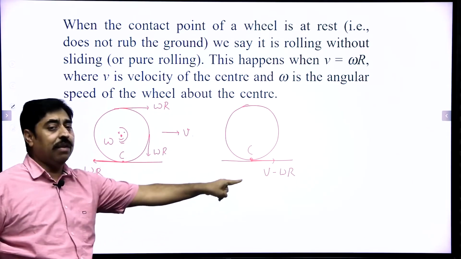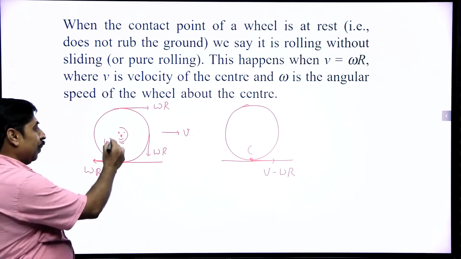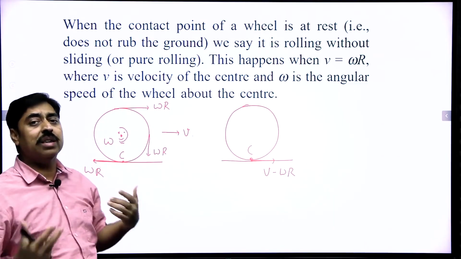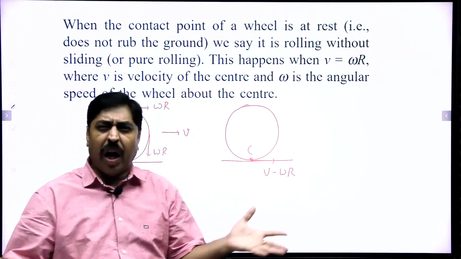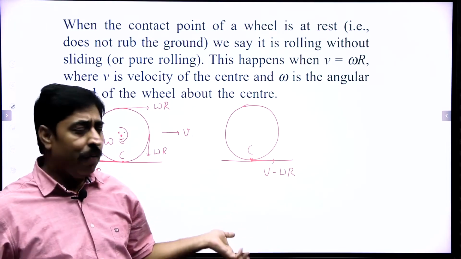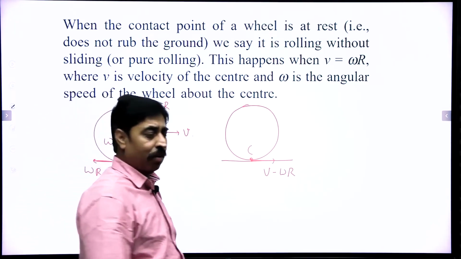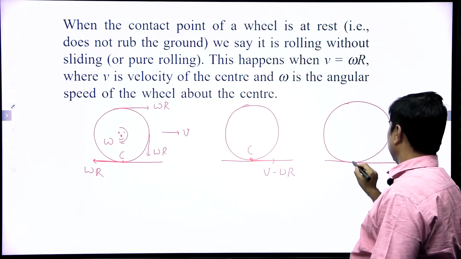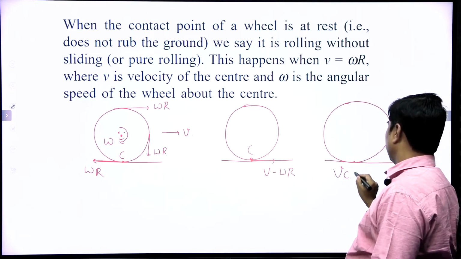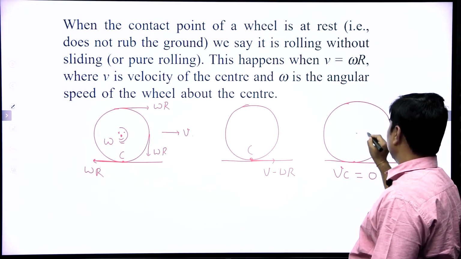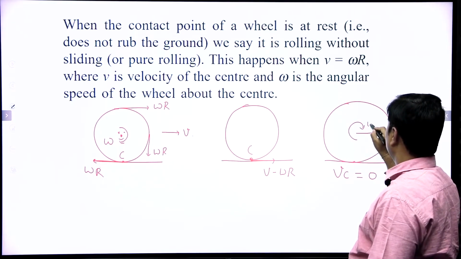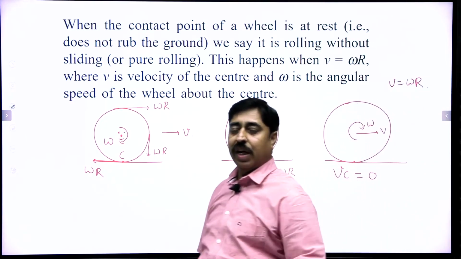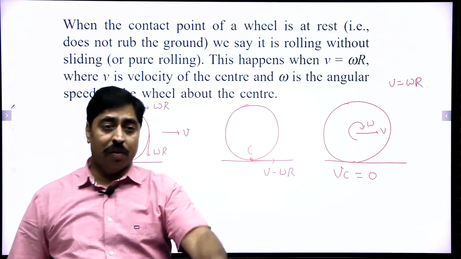But what happens if v is equal to omega r? With respect to center of mass, velocity is omega r, and the velocity of center of mass itself is the same, omega r. V is equal to omega r. When you add those two things, you will get 0. So when v is equal to omega r, in that particular case, this contact point has no velocity. This happens when v is equal to omega r. In such a case, we say that the wheel is rolling without sliding.